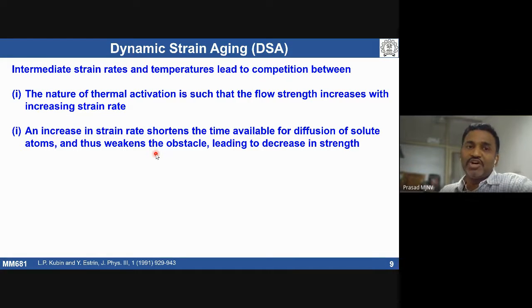It's the opposite. When you talk about increasing strain rate here, we are talking about a fixed temperature. If you talk about the same thing, you can fix the strain rate and change the temperature and talk about what happens.